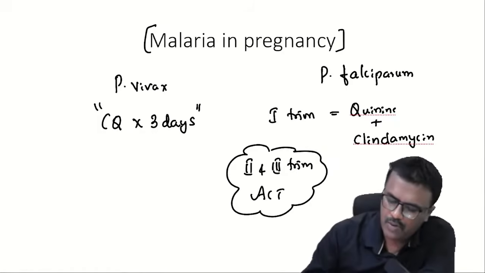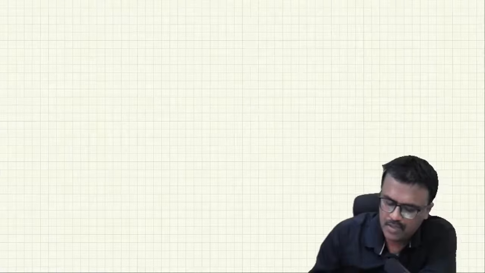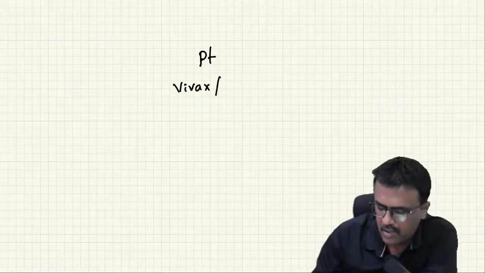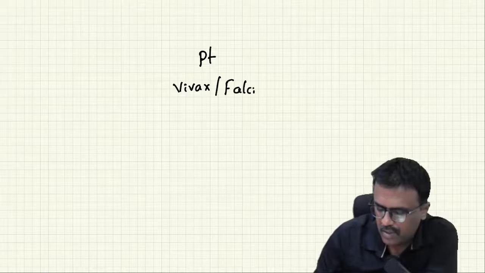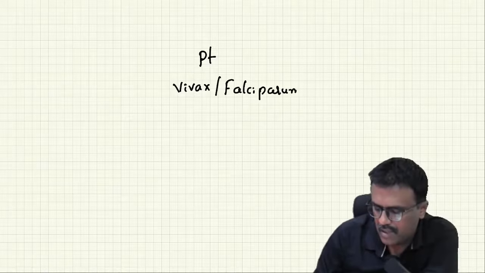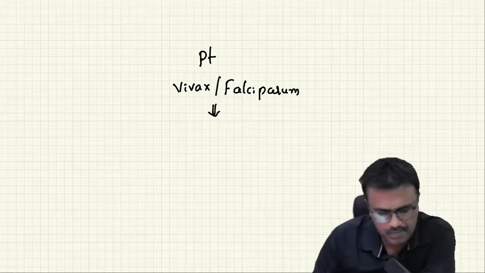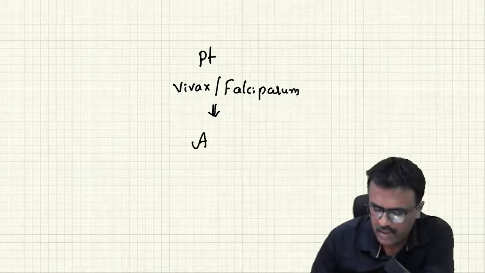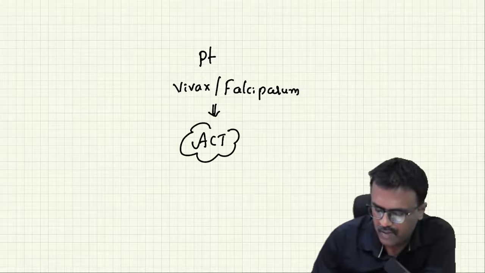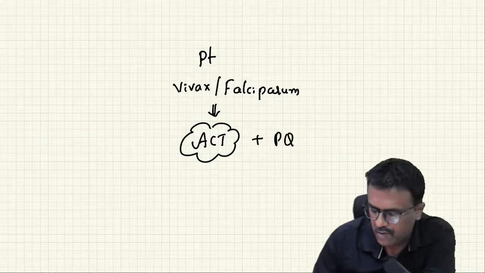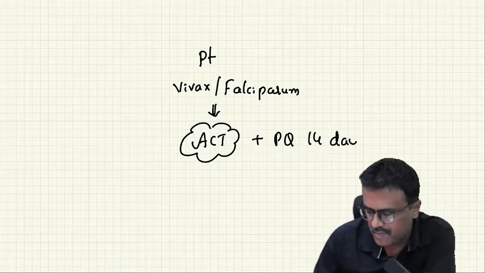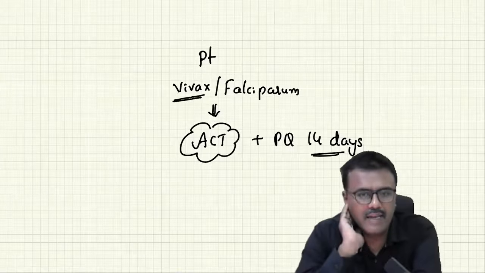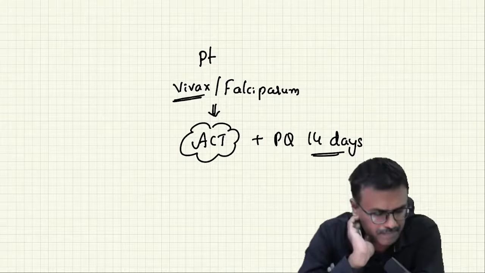Now, one more thing I want to add up here. Suppose a patient comes to you, and you see in the blood both Vivax and falciparum, both have been infected. Then what is the treatment? Will you give chloroquine? No, we will give ACT regimen only. But with ACT regimen, we use primaquine for 14 days. Why 14 days? Because Vivax, I have to do radical cure and kill the hypnozoites. That's why.